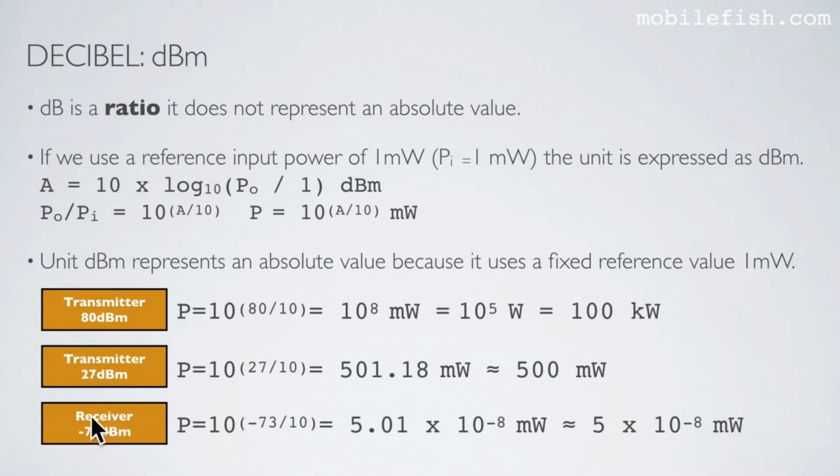And as you can see over here, the receiver has a loss of minus 73 dBm. The equation looks like this. Minus 73 is entered here. So the power output is 5 times 10 to the power of minus 8 milliwatts.